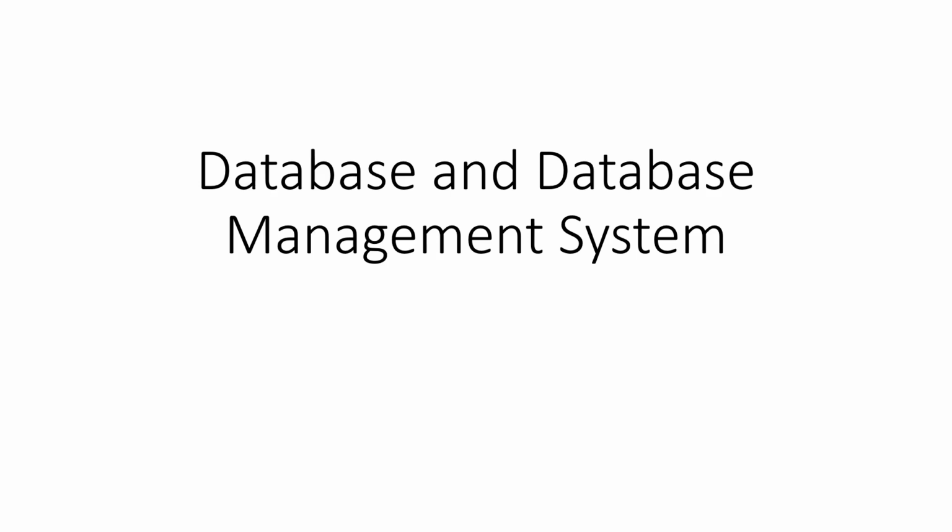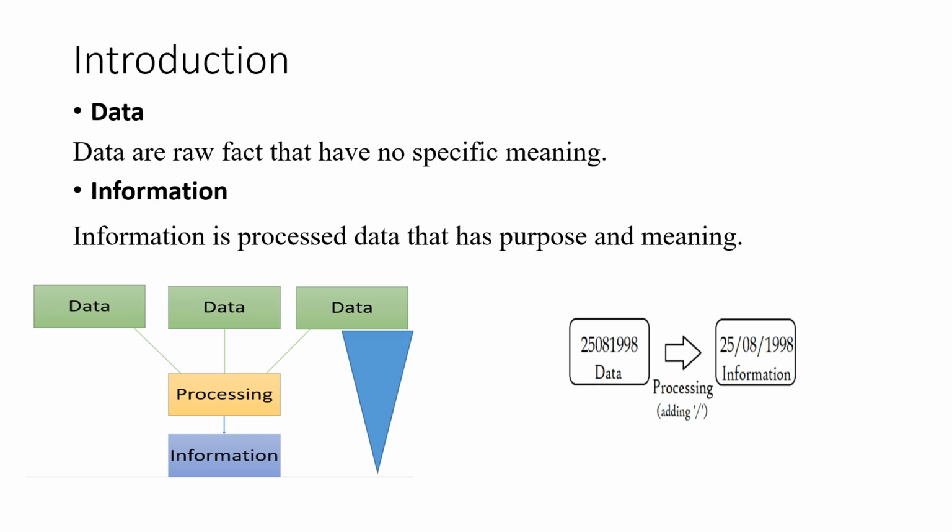Database and Database Management System. Introduction. Data. Data are raw facts that have no specific meaning. Information. Information is processed data that has purpose and meaning. The figure shows how information is generated from data.